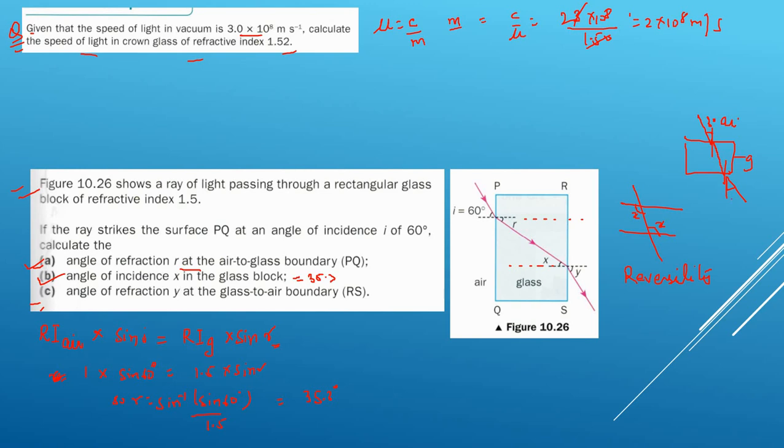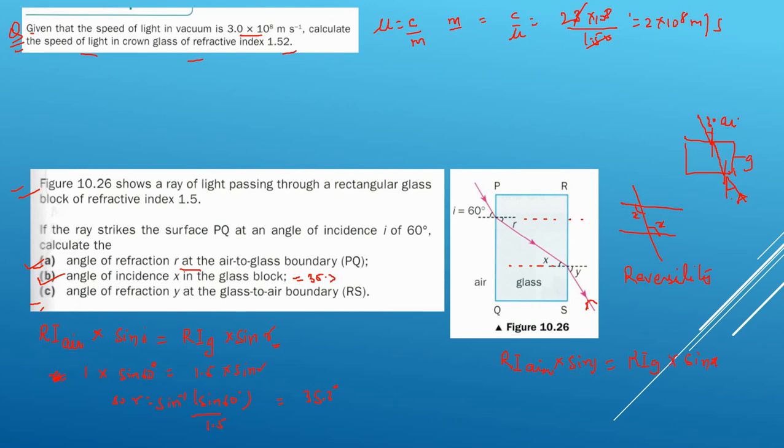Now if you reverse this pathway, if you put the light in this way, it will follow the same pattern. So to solve this question, I can assume that light is entering in this direction. So this will be our incident angle for this surface. I will write in a similar way: the refractive index of glass multiplied by sine x is equal to the refractive index of air multiplied by sine y, the angle in the air.